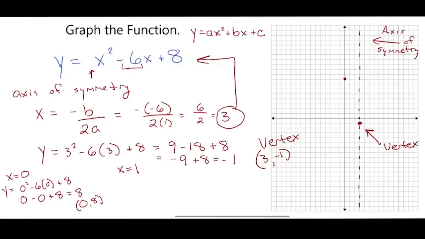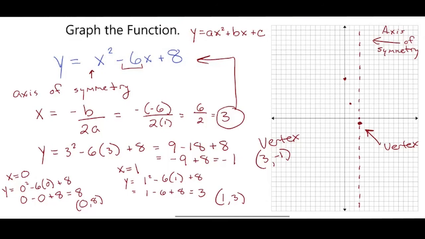Now I will plug 1 into my equation. So y equals 1 squared minus 6 times 1 plus 8. Well, 1 squared is 1 minus 6 plus 8. 1 minus 6 is -5. -5 plus 8 is 3. So another point on my graph will be 1, 3.